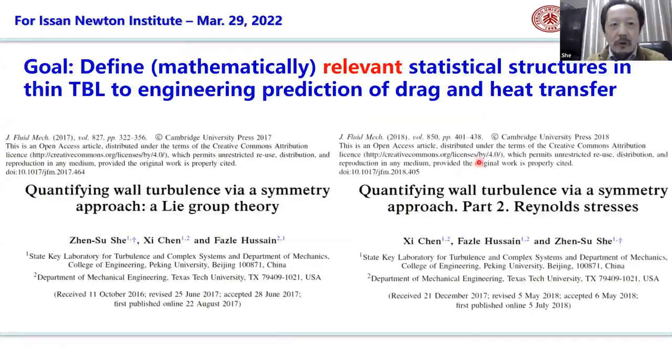My goal here is to define mathematically the relevant statistical structures in the TBL, taking into account the thin TBL, to engineering predictions of drag and heat transfer. And here are the two works published in 2017 and 2018, which are the theory for this.